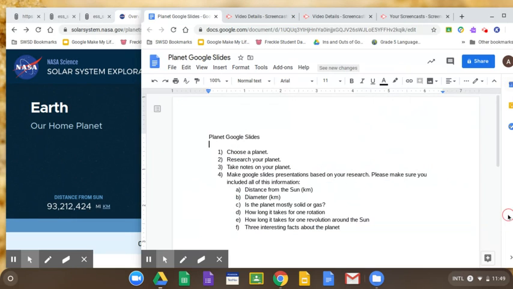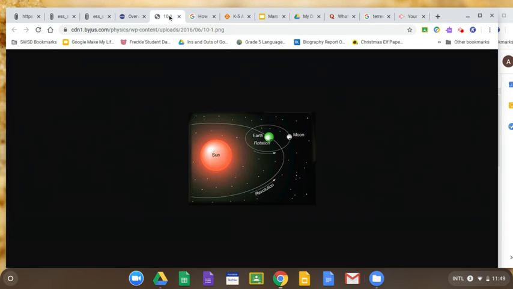Okay, so the next thing is how long does it take for one rotation? So rotation versus revolution. Here's a good picture for that. Rotation is taking one rotation around itself on its axis. So for the Earth, it would be 24 hours because we have one rotation that would equal 1 day. So how many hours are in a day?